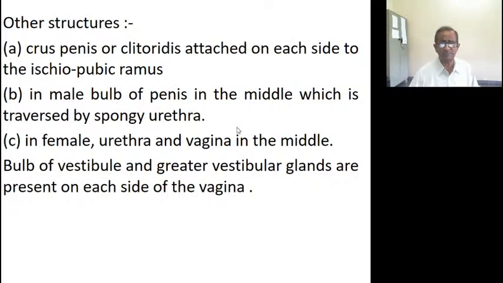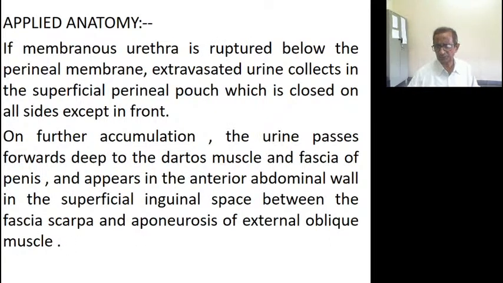In male, the bulb of the penis is in the middle, which is traversed by the spongy urethra. In female, urethra and vagina are in the middle, and the bulb of the vestibule and greater vestibular glands are present on each side of the vagina. So those are the structures present in the superficial perineal pouch.